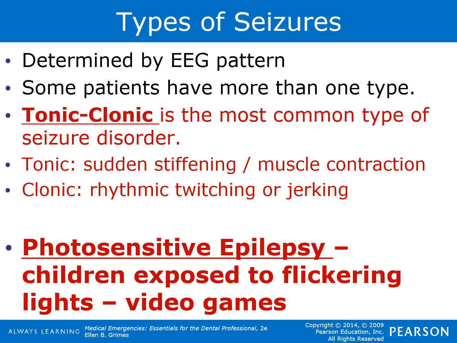Types of seizures are usually determined by the EEG pattern. Some patients even have more than one type. Tonic-clonic is the most common type of seizure disorder. You need to know that. The tonic part is the sudden stiffening and muscle contraction, and the clonic part is where you get twitching and jerking in a rhythmic way. There's also photosensitive epilepsy, when children are exposed to flickering lights, like maybe video games, which can give them a type of seizure.